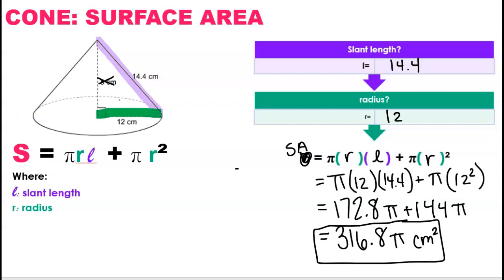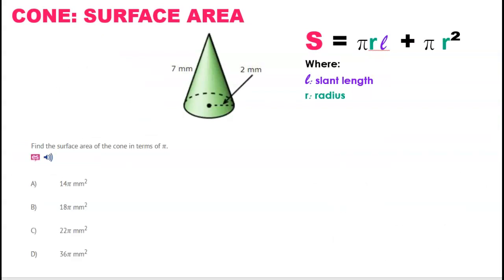And if they want you to solve this problem all the way through, remember, we're just taking pi. We're plugging 3.14 in there for pi, or you're using the pi button. Okay, let's look at another example here.